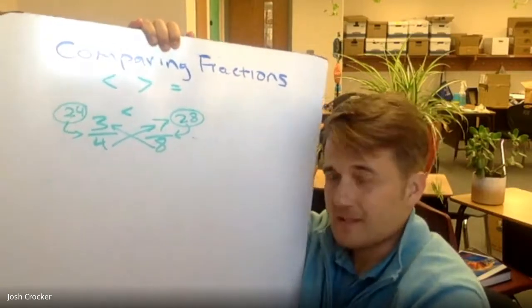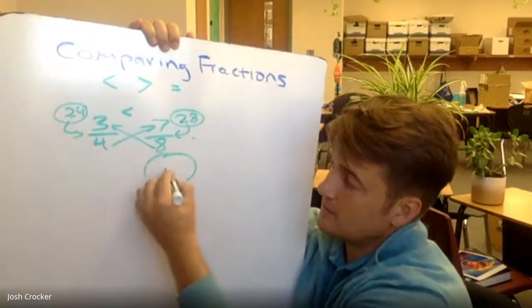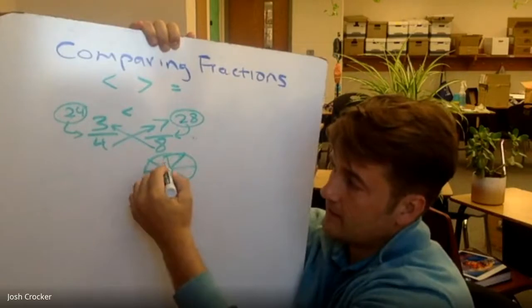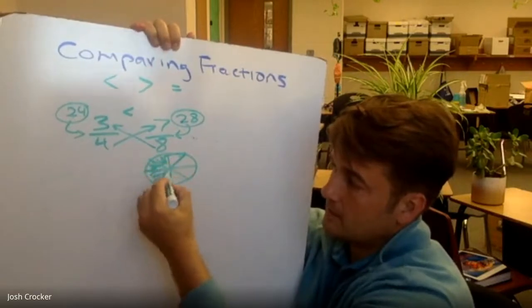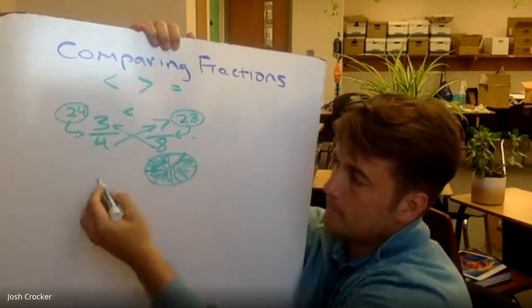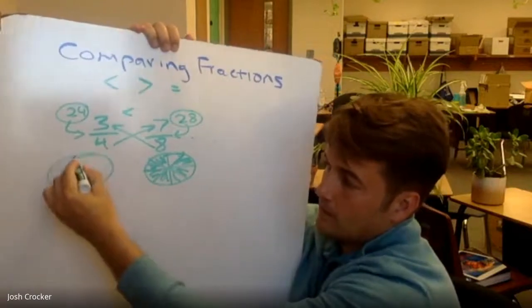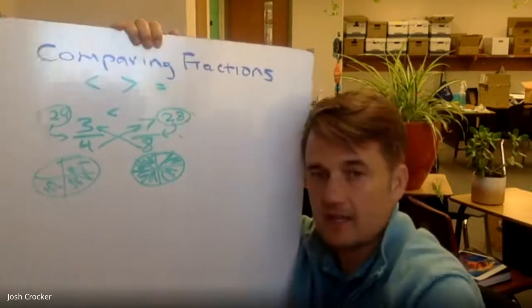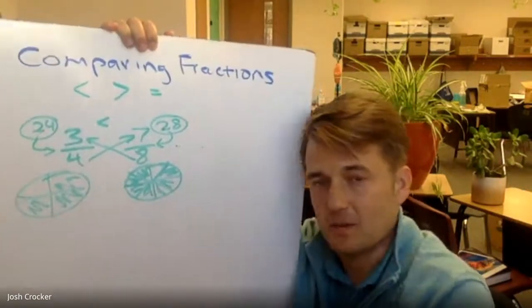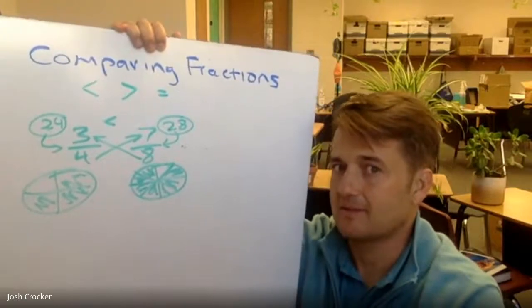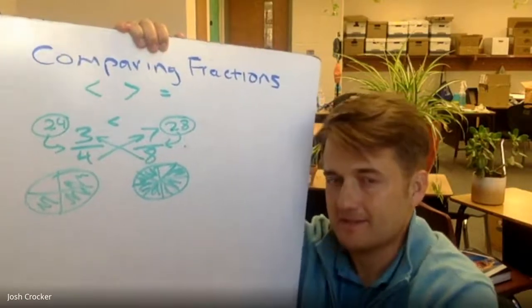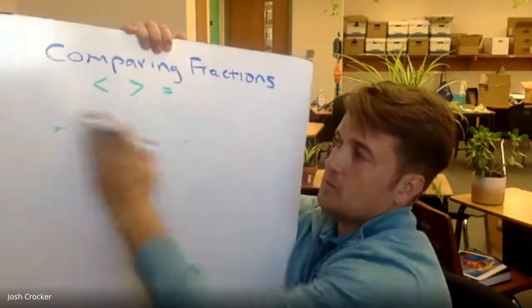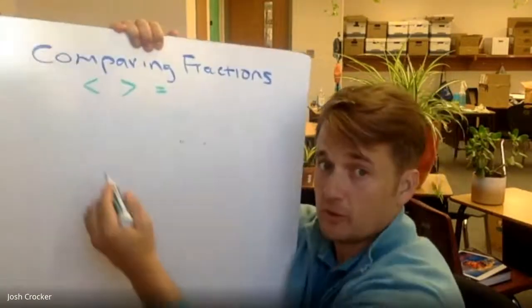And that makes sense because with 7 out of 8, only 1 piece is missing. With 3 out of 4, 1 piece is also missing. So it makes sense that 7/8 is more because both are missing 1 piece and eighths are smaller, so it's missing a smaller piece. Cross multiplication works pretty great.